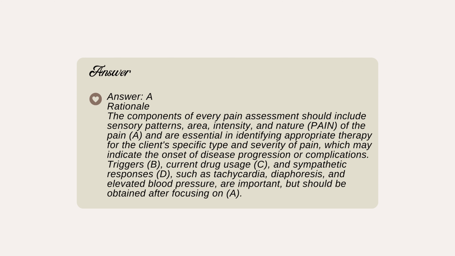Answer. A. Rationale. The components of every pain assessment should include sensory patterns, area, intensity, and nature of the pain, A, and are essential in identifying appropriate therapy for the client's specific type and severity of pain, which may indicate the onset of disease progression or complications. Triggers, B, current drug usage, C, and sympathetic responses, D, such as tachycardia, diaphoresis, and elevated blood pressure, are important, but should be obtained after focusing on A.